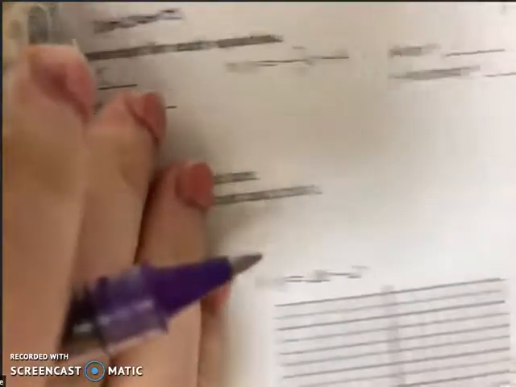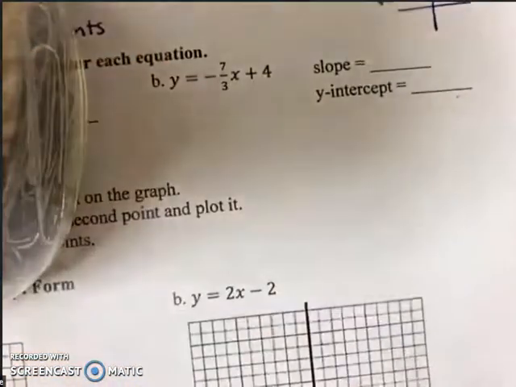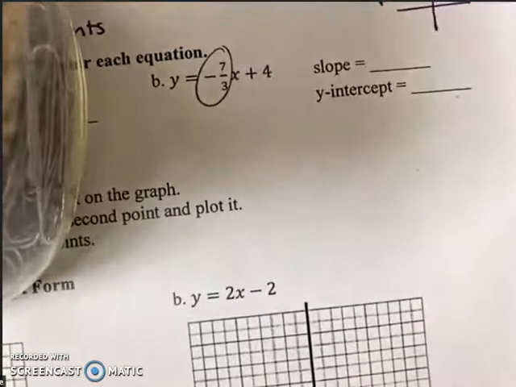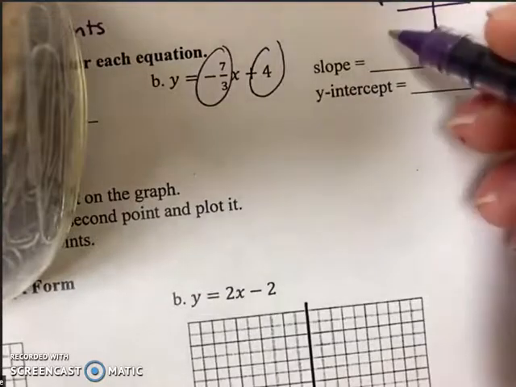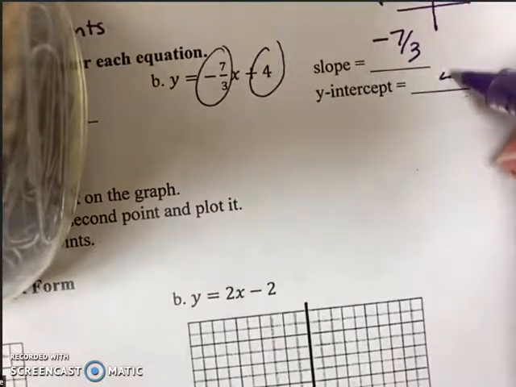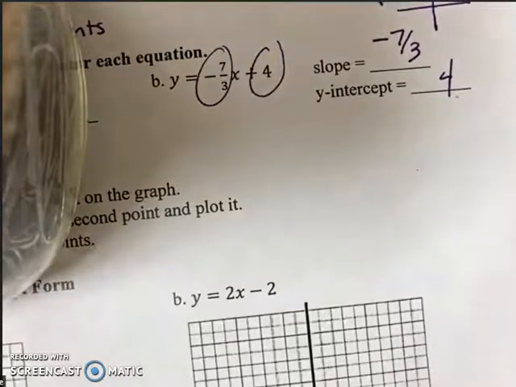Part B. Once again, it is in slope-intercept form. My m is negative 7/3 and b is a positive 4, so the slope is negative 7/3 and the y-intercept is a positive 4.